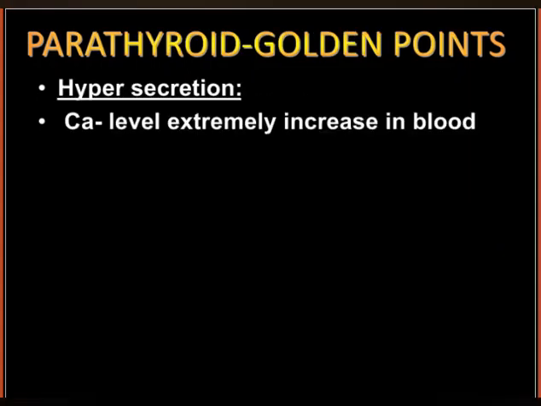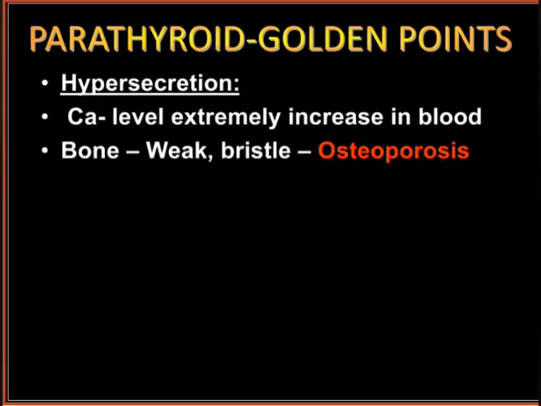Now, hypersecretion, which leads to an extreme increase in the calcium level in the blood. Such a condition is called hypercalcemia. In such a condition, it takes more calcium ions from the bone, so the bone becomes weak and brittle. Brittle means easily breakable and bendable. Such a kind of disorder is termed as osteoporosis. Osteo means bone, porosis means holes, so the bone becomes very weak.